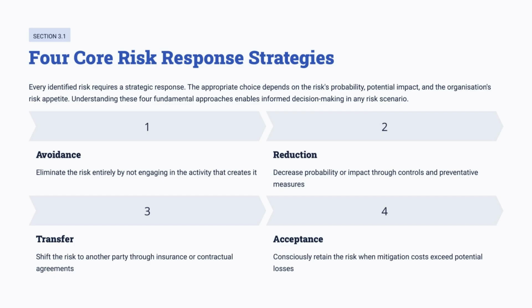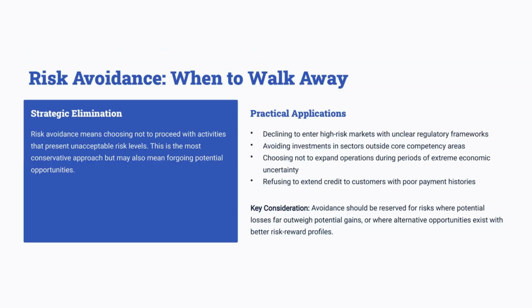Avoidance eliminates risk by not engaging in risky activities. Reduction involves controls to decrease risk probability or impact. Transfer shifts risk to another party via insurance or contracts. Acceptance retains risk when mitigation costs outweigh potential losses. Risk avoidance involves opting out of activities with unacceptable risk levels.